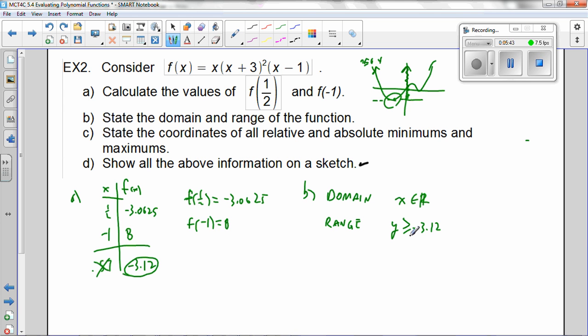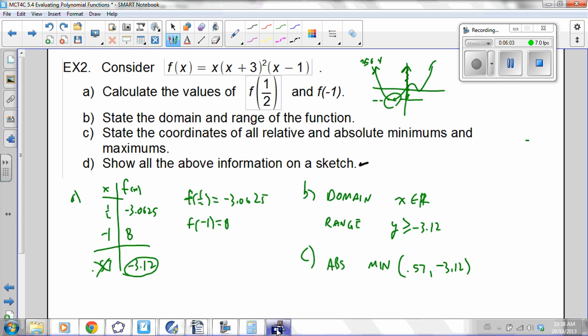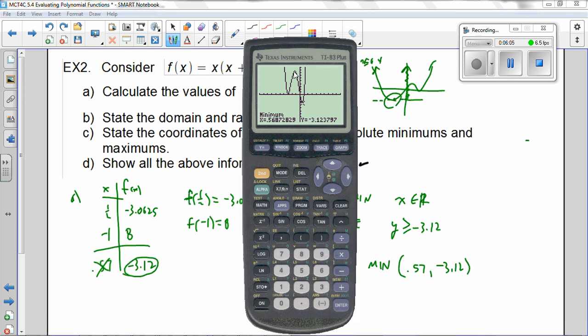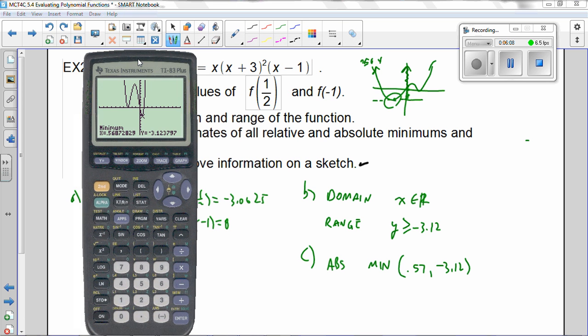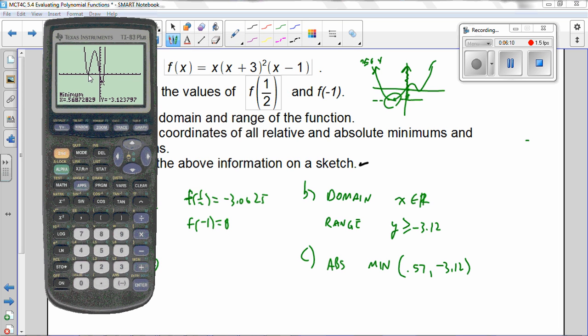And that's the range. Notice that in part C, we want to state the coordinates of all relative and absolute minimums and maximums. Well, we had the absolute minimum already. Absolute minimum was 0.57 and negative 3.12, and now we got how many more to go? Well, we've got that maximum, which is not a nice point. I'm going to have to do that one. But I see that this minimum, which is a relative minimum, I can read right off the graph, and that's negative 3, 0. That's where it bounces on the x-axis, right?